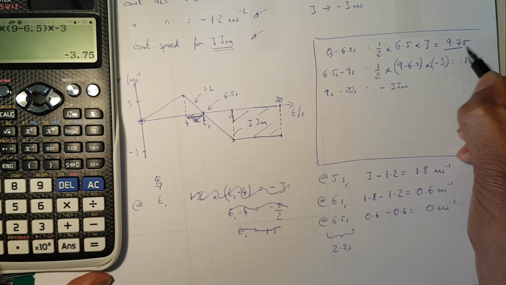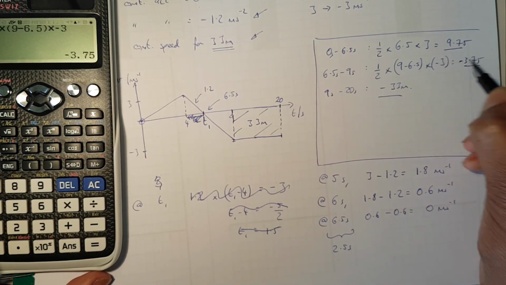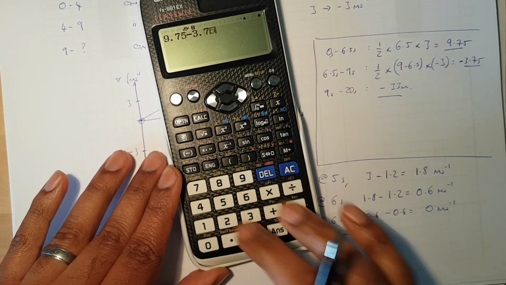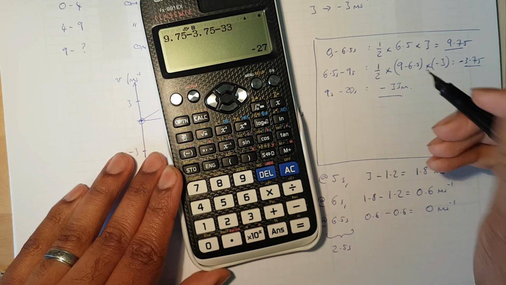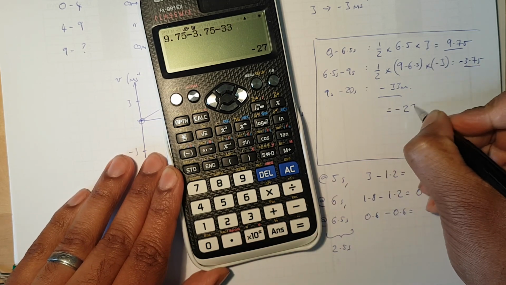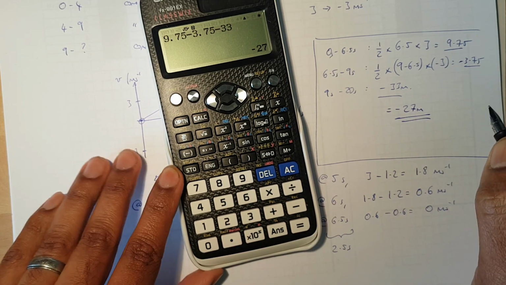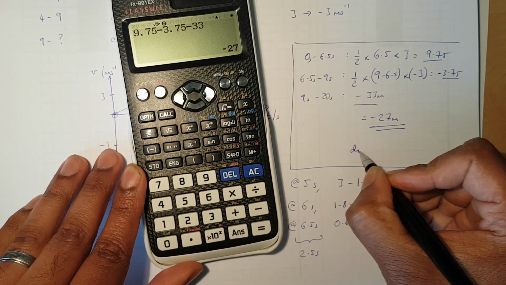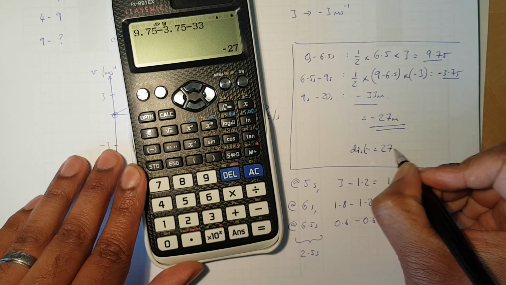I add all these values together, keeping the negative sign: 9.75 minus 3.75 minus 33 gives me a value of -27 meters. So my final answer, the distance of the car must be positive, of course, so I get distance equals 27 meters.